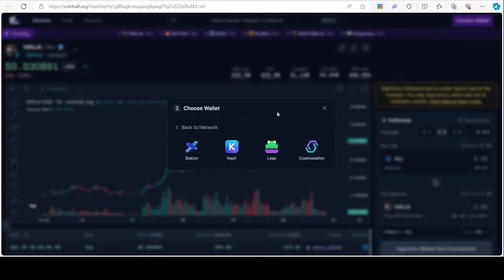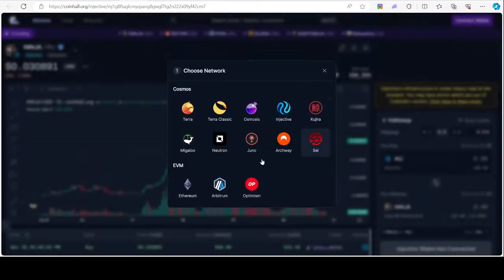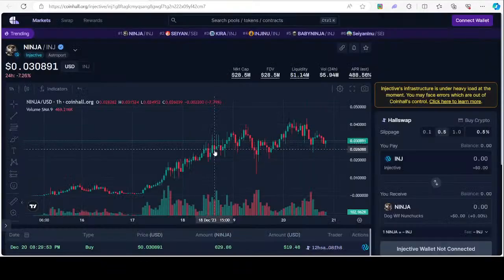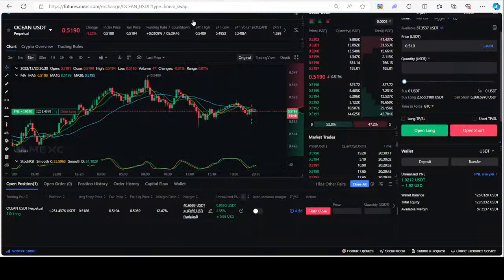Nah. So if you guys are buying this meme coin, you need the Keplr. Interesting. Let's see if that even... Failed to connect wallet extensions. That's crazy. Multi networks, guys. Multi networks. All right, so yeah, interesting coin.